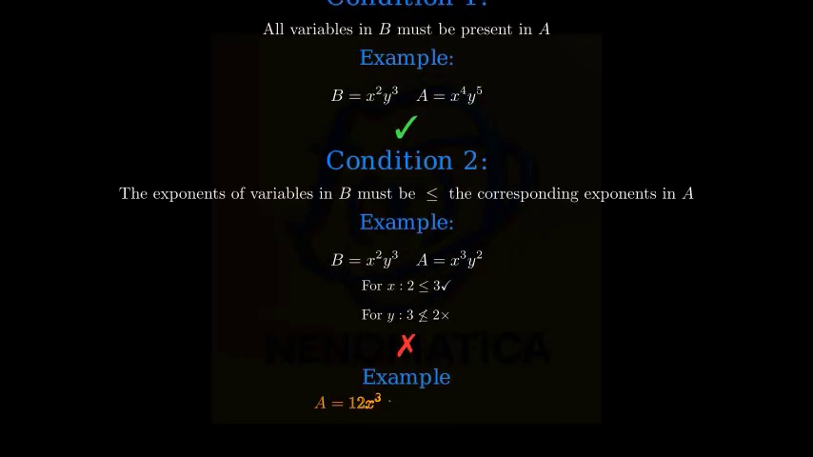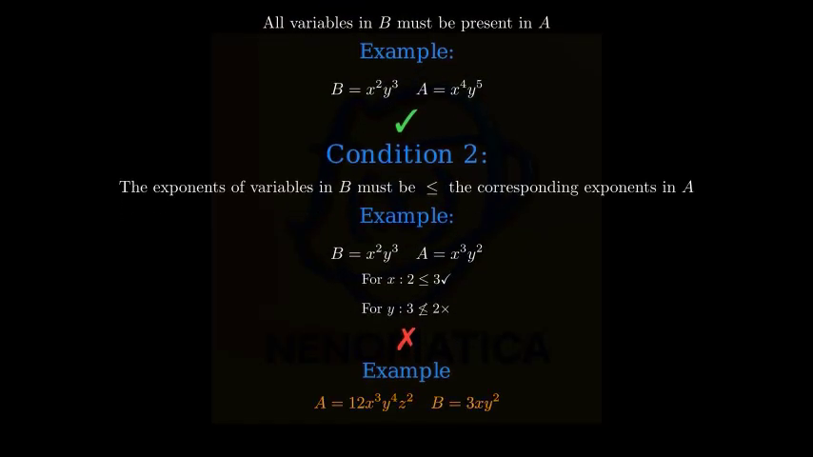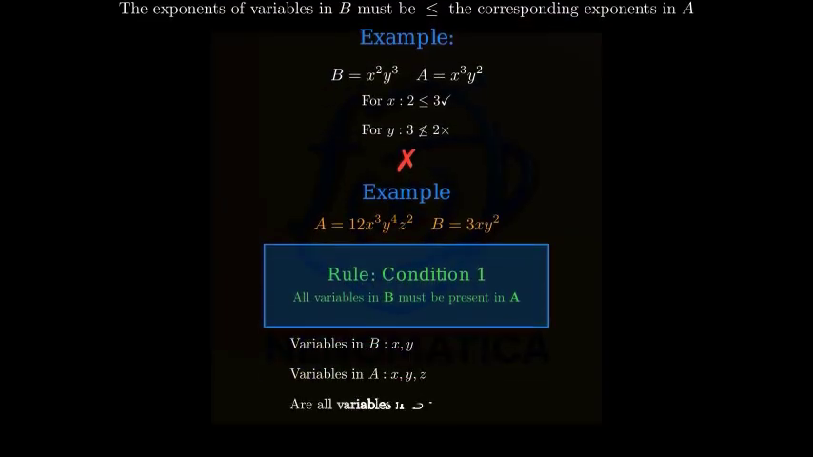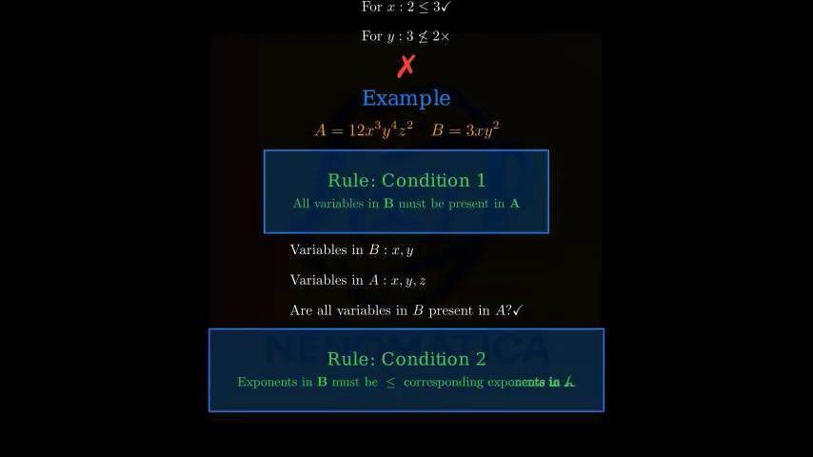Example, let's take A as 12x cubed y to the fourth power z squared, and B as 3xy squared. Let's check both conditions. Condition 1. B contains variables x, y, and A contains x, y, z. Since z is not in B, this condition is satisfied. Condition 2. Let's check the exponents.